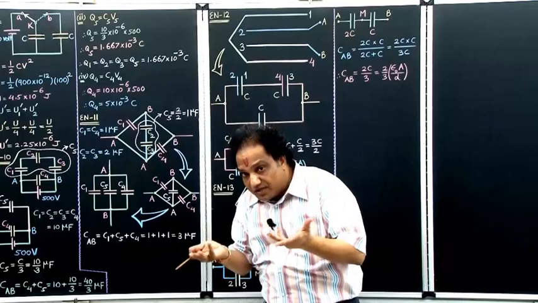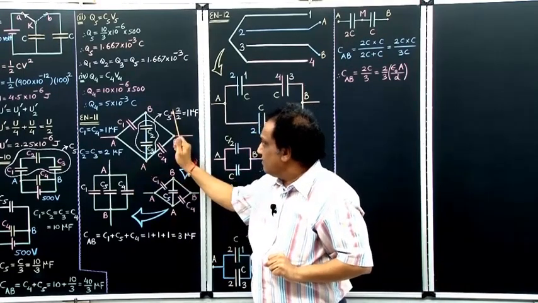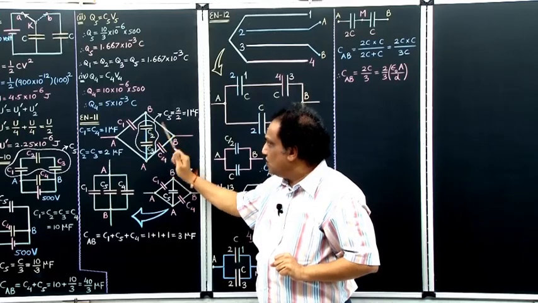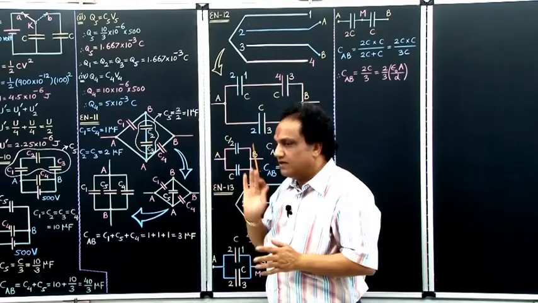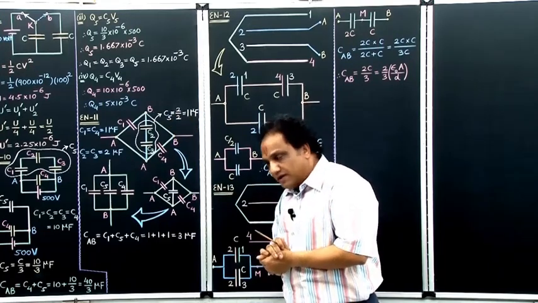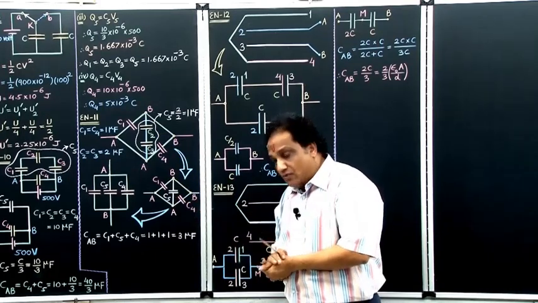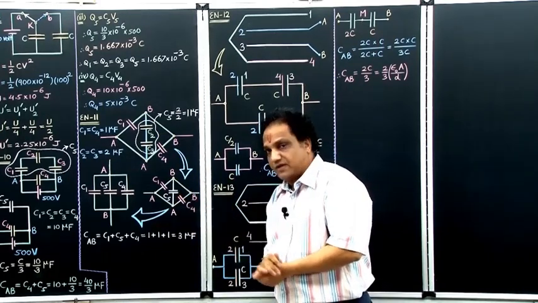What is the equivalent capacitance? Single divided by number. Single is 2 microfarad, divided by number, which is also 2, so 2 upon 2 is 1 microfarad, correct? So this C5 is 1 microfarad. And now this series connection is replaced by C5. Now this is equivalent to this network.